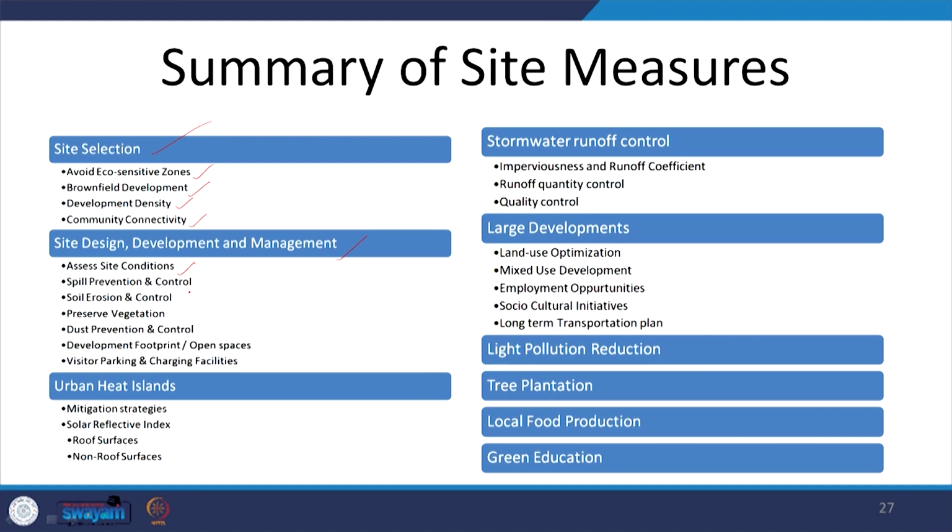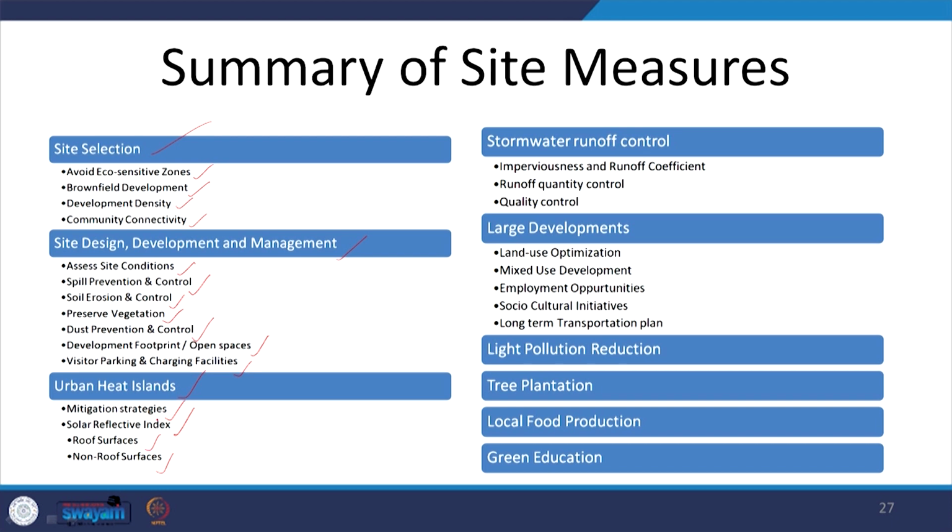Then spill prevention and control, soil erosion and control, we looked at the measures, we looked at the strategies, preserving the vegetation on site, we looked at the dust prevention and control strategies, we talked about development footprint and open spaces and visitor parking and charging facilities. The next very important head was urban heat islands. So, we looked at the mitigation strategies, solar reflective index, the non-roof and roof surfaces for reduction of urban heat island.